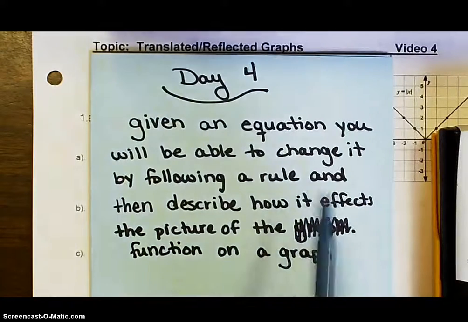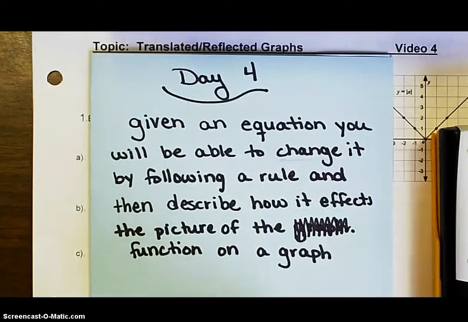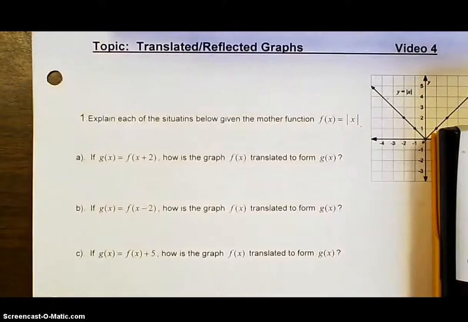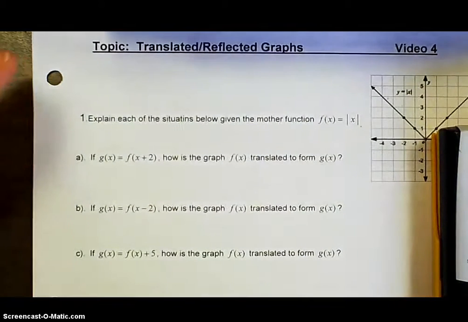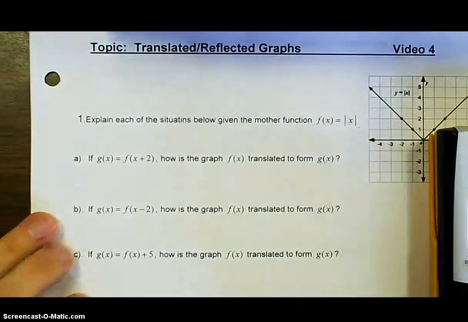Okay, so today we're going to be changing the equations and looking at their graphs. All right, so let's go ahead and take a look. Now you're going to want to watch very carefully today. This can be a little bit confusing, but hopefully we're going to go step by step through it and you'll be able to find strategies that work for you.